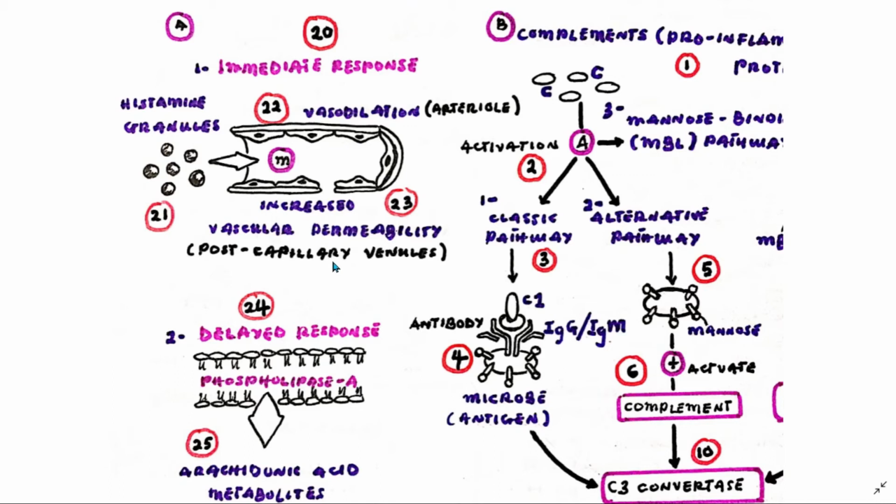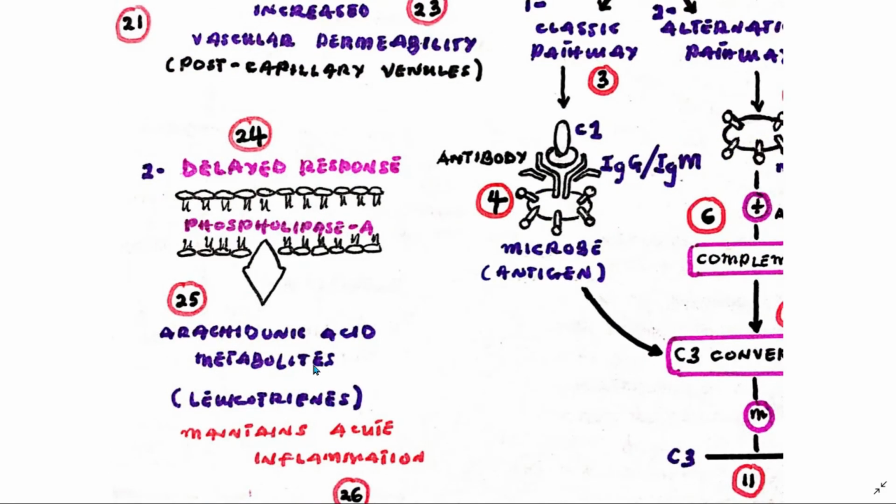The immediate response is then followed by a late phase or a delayed response. The delayed response involves the production of arachidonic acid metabolites, and in this case, leukotrienes are the most relevant because they help in the maintenance of the acute inflammatory process.